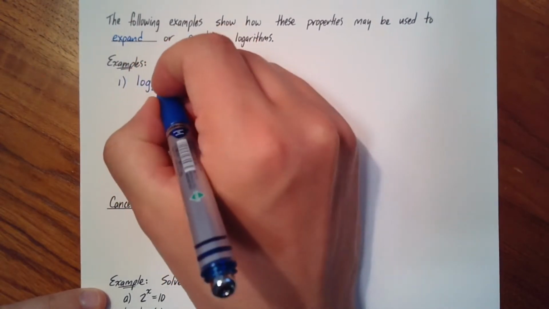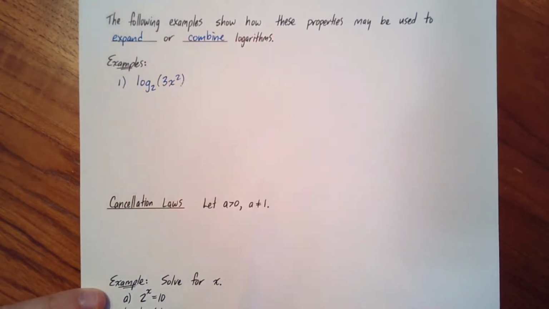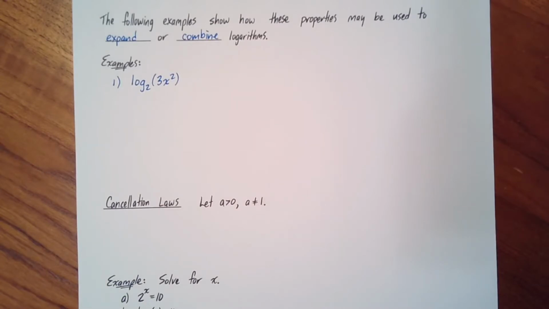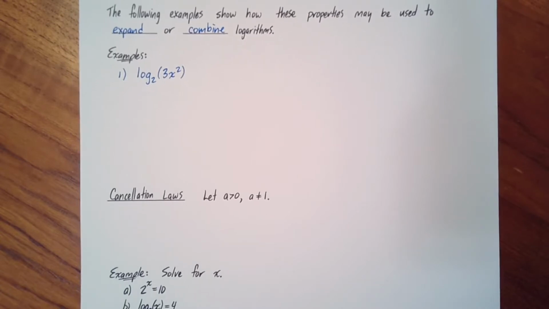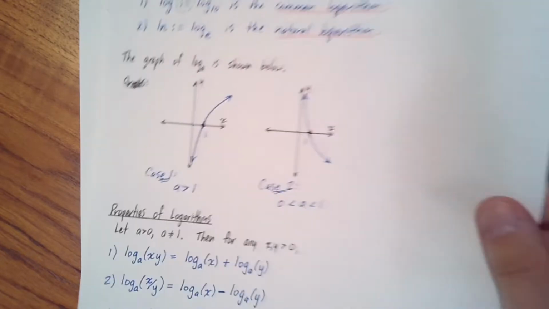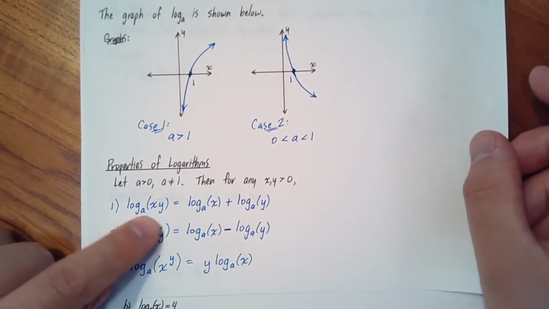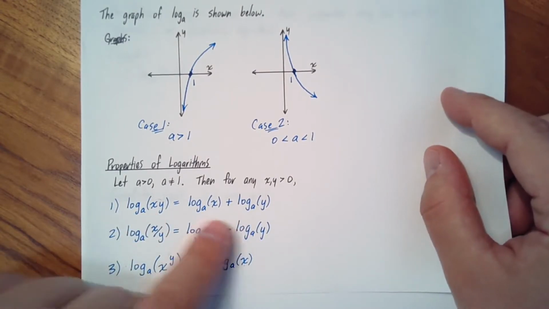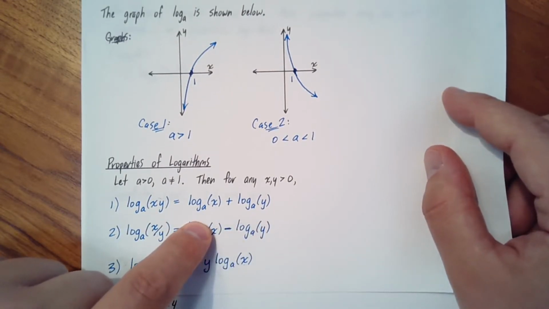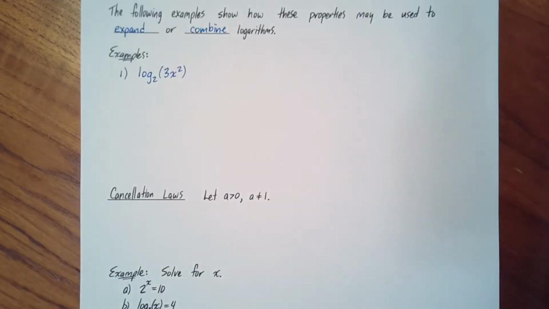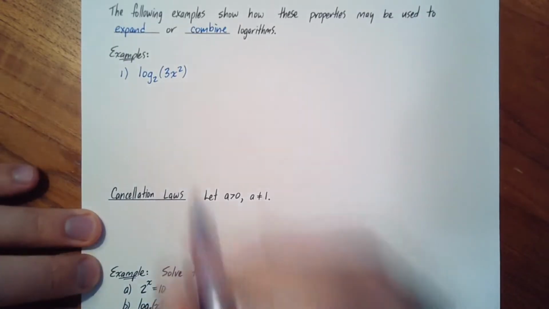So let's say I had log base 2 of the expression 3x squared. That's an example of something written as a single logarithm. The thing plugged into the log, 3x squared, can be written as a product of two things: 3 and x squared. I'm saying it like that so that it fits the first property. Remember, when you had log base a of a product, you can write that as the sum of the two separate logs, the log of each of the factors. We're going to apply that here, where our two factors are 3 and x squared. So let's do that now.